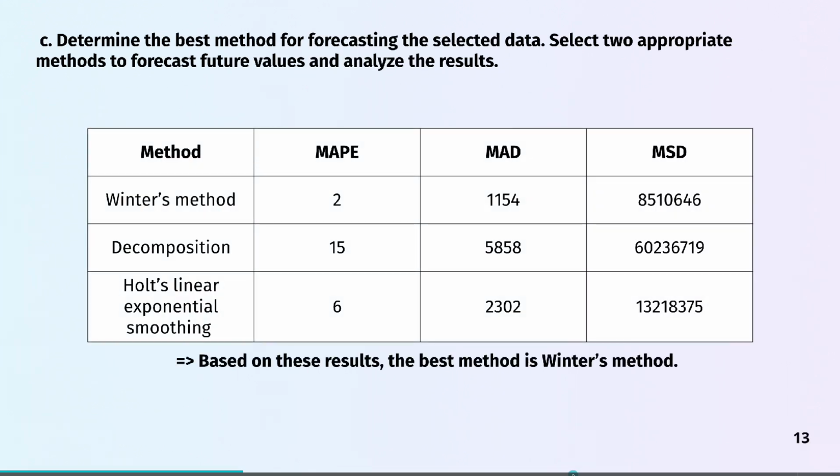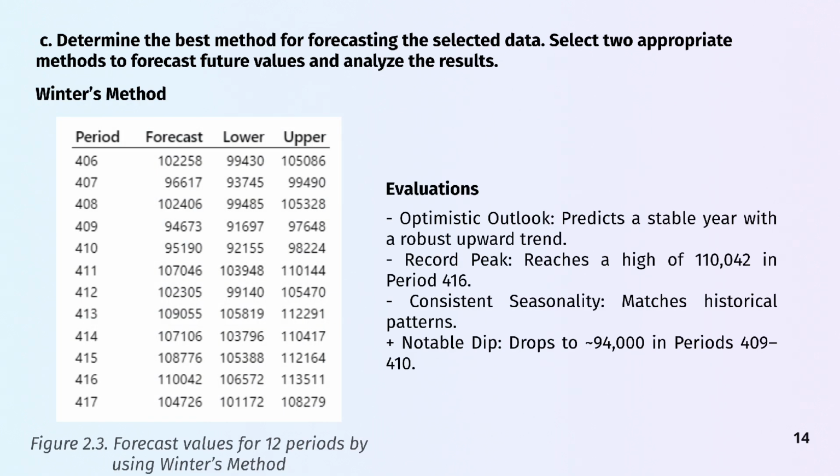So we use Minitab to calculate the 3 methods, and here is our result. You can see based on this result, the best method is Winters method, and the second place is the Holt linear exponential smoothing. So here is the future value forecast for the Winters method. You can see for the next ten periods, it predicts a stable year with a robust upward trend, and it has the record peak in period 416, and it has a consistent seasonality and a notable dip in period 409 to 410.